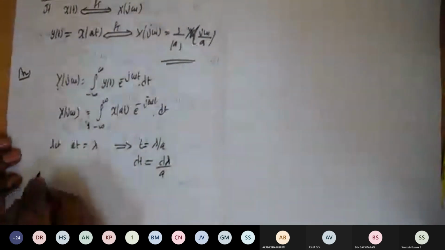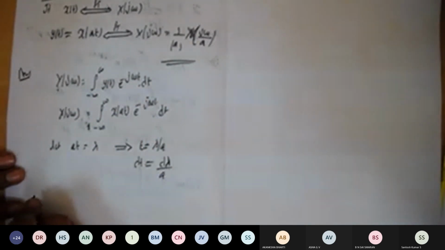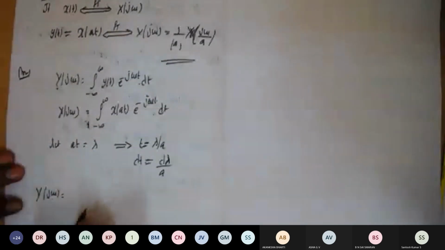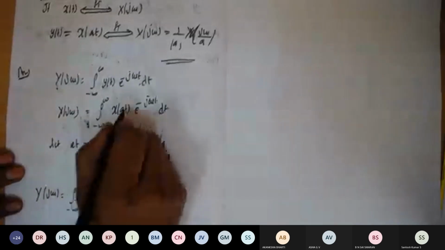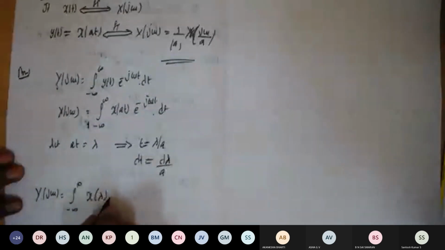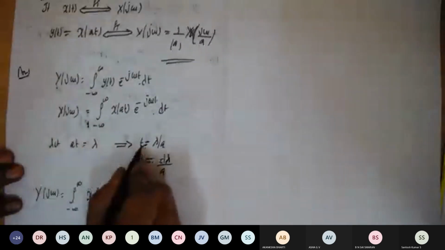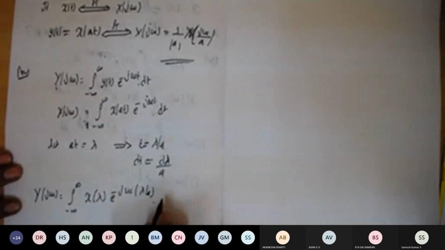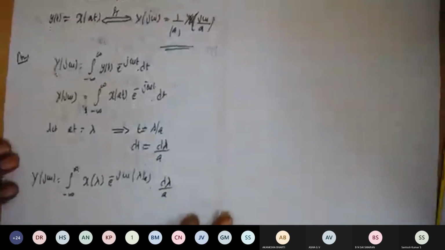Now the limits. Since they are minus infinity to plus infinity, the limits do not change, so there is no need to find new limits. So y of j omega is equal to the integral from minus infinity to plus infinity of x of lambda into e to the power of minus j omega, in place of t lambda by a, into d lambda divided by a.